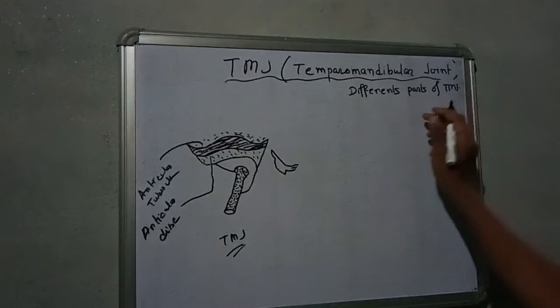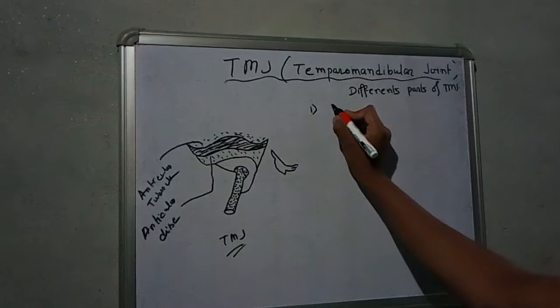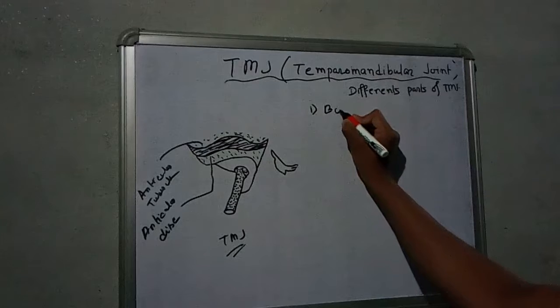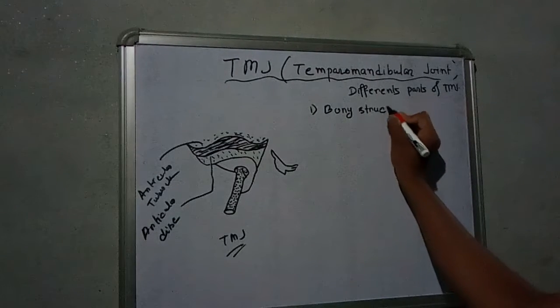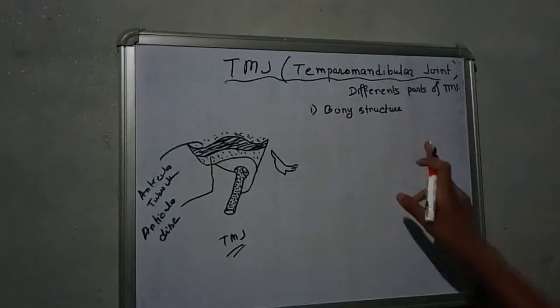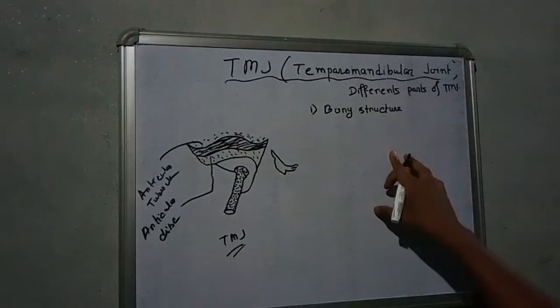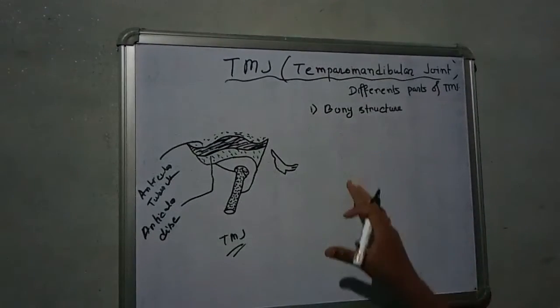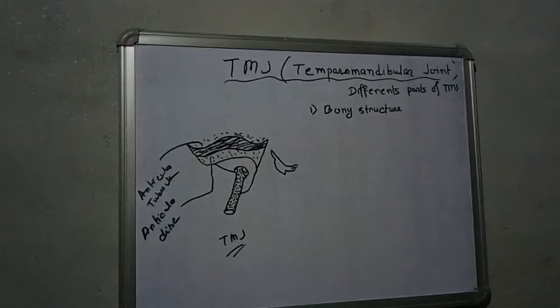At first, the bony structure. The condyle of the mandible is composed of cancellous bone and covered by a thin layer of compact bone.